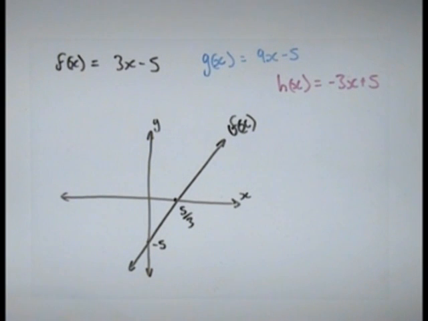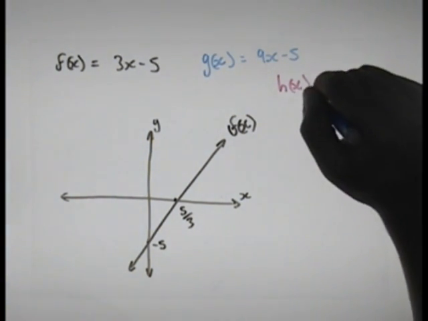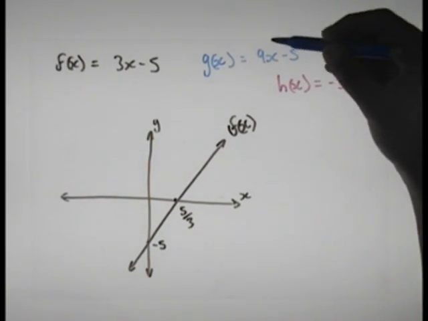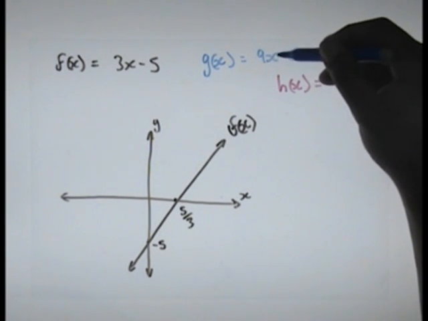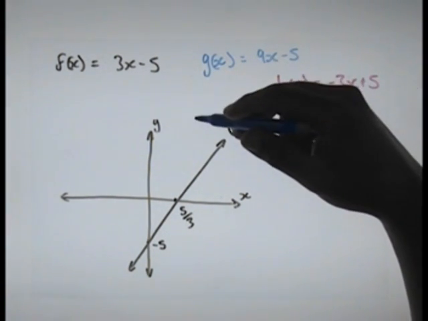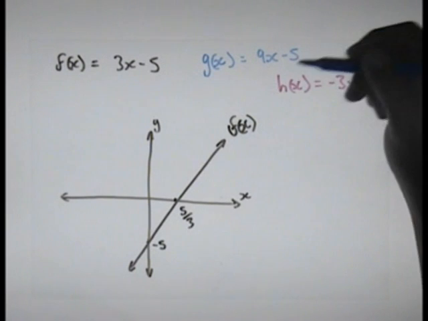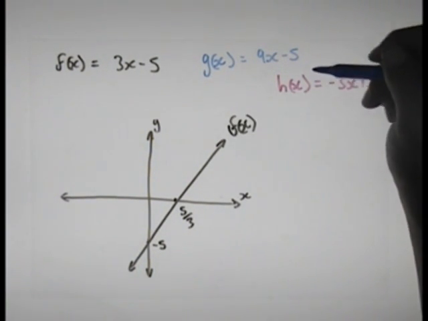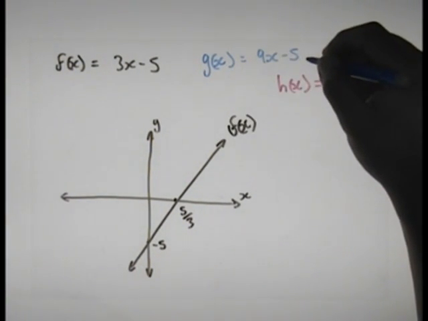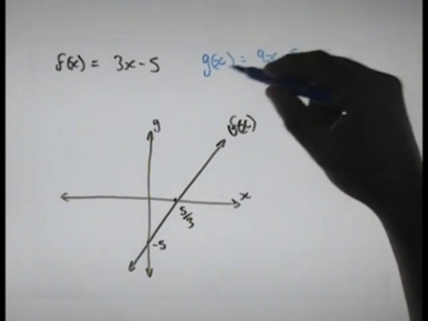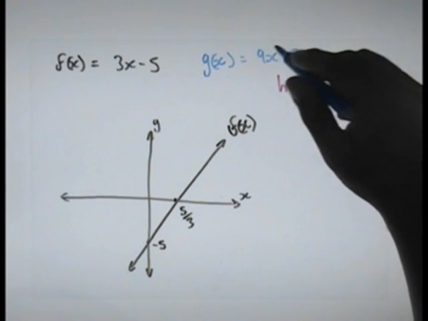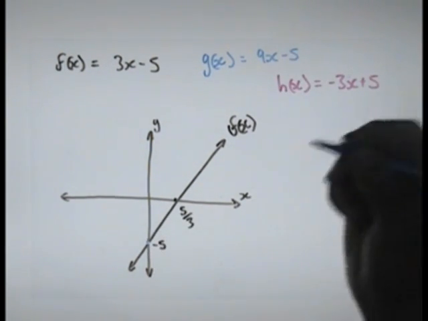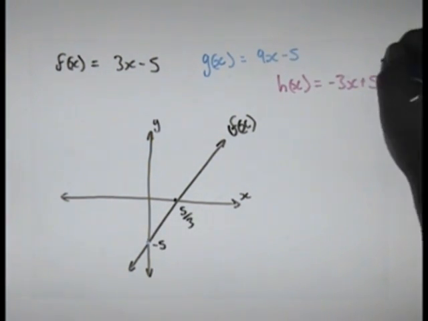The next graph I asked you to do was g of x is equal to 9x minus 5. Two ways of doing this. Firstly, we could say that our gradient has tripled, which means that it's going to be a much steeper slope, although that's going to be a little bit complicated to do. What I'm going to do is sketch g of x as if I was sketching any ordinary graph. When x is equal to 0, y is equal to negative 5.